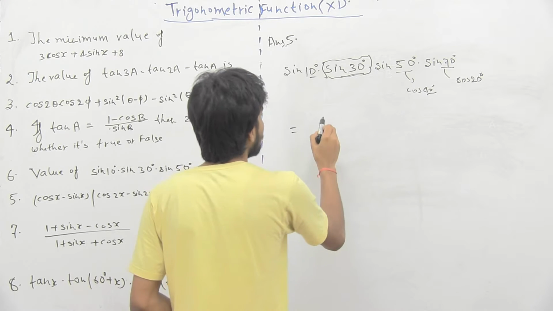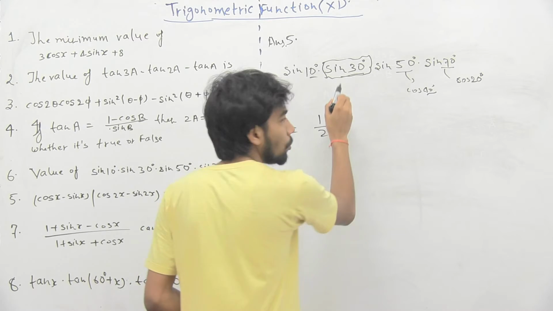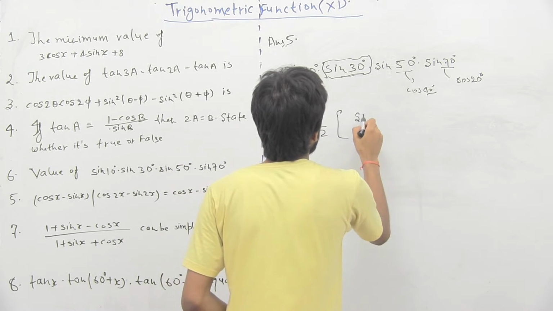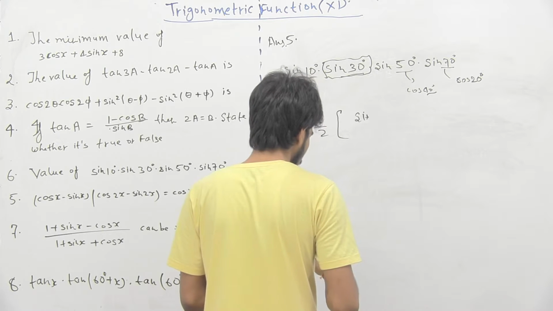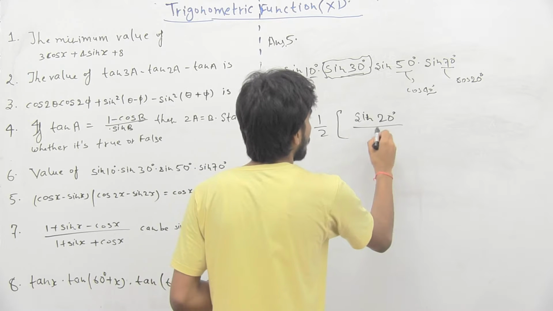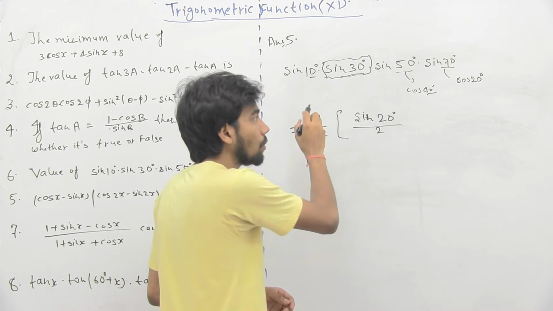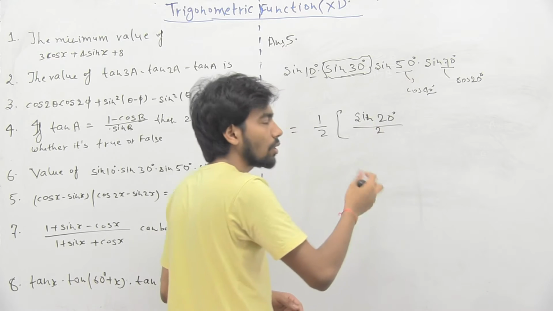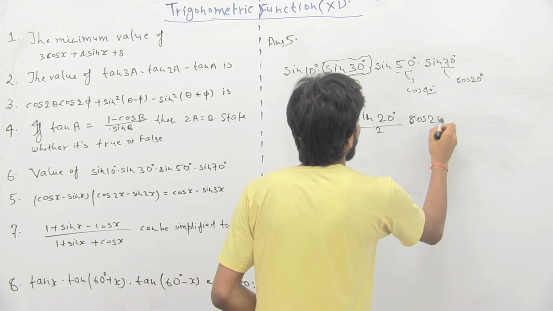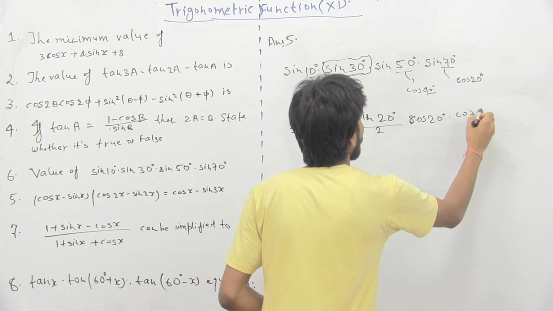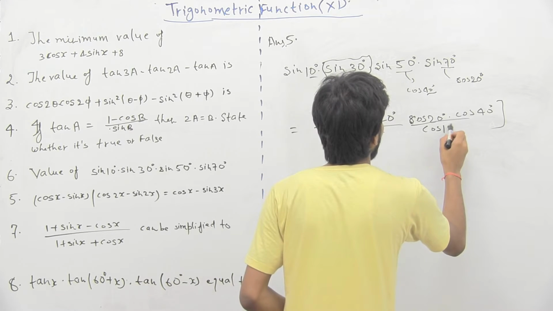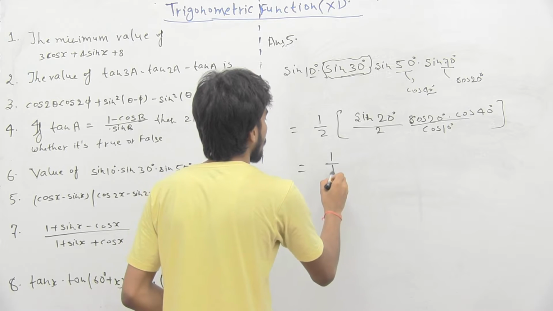So it will become 1 by 2, which is the value of sine 30 degree, and sine 20 degree divided by 2. Since we have to multiply 2 in denominator and numerator side, into cos 20 degree into cos 40 degree and cos 10 degree, okay, 1 by 4.